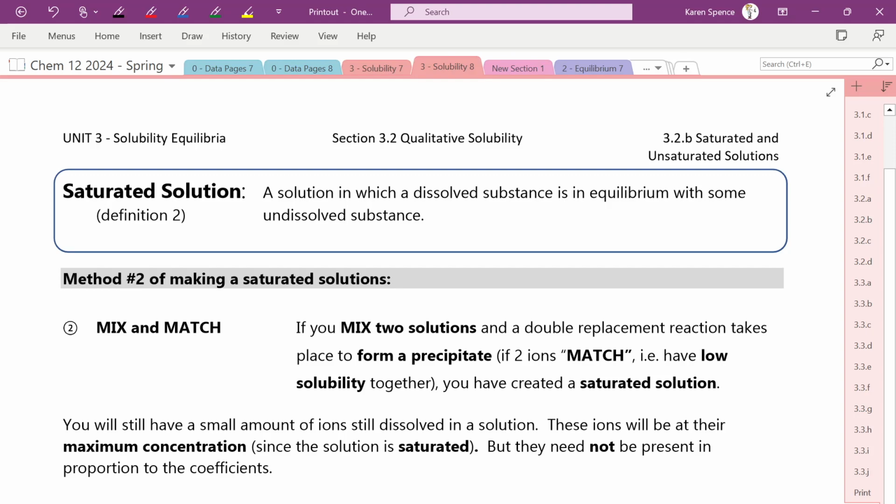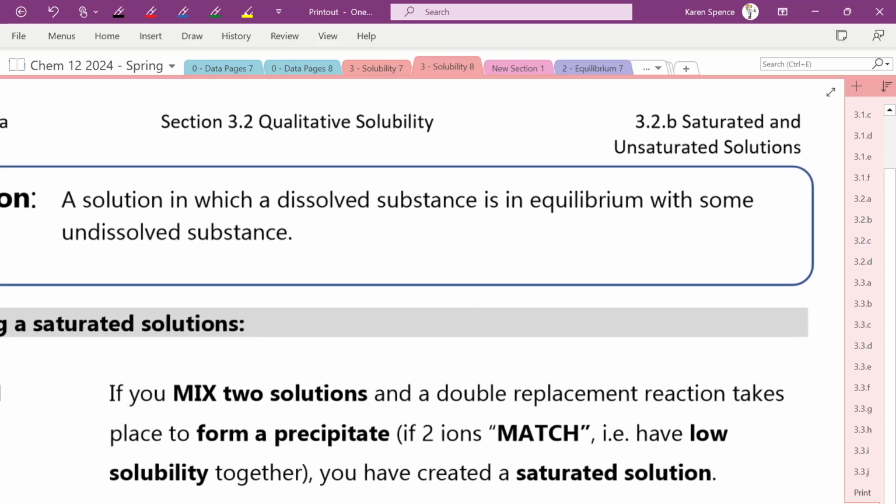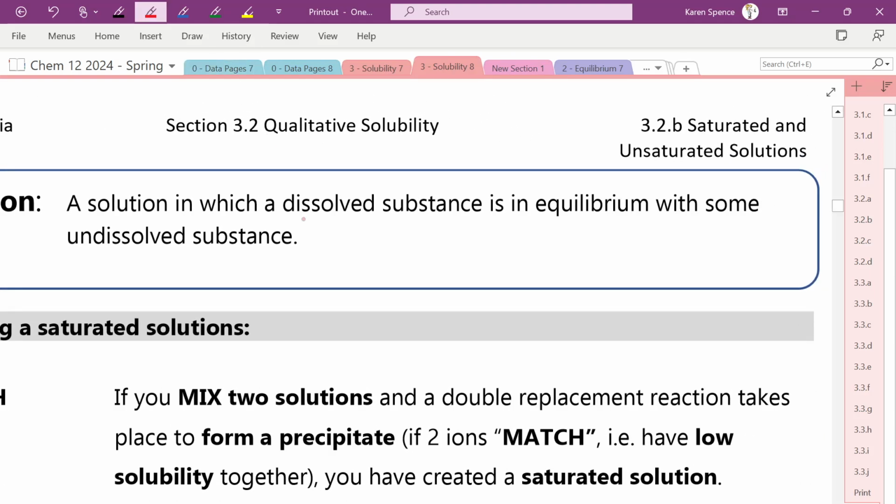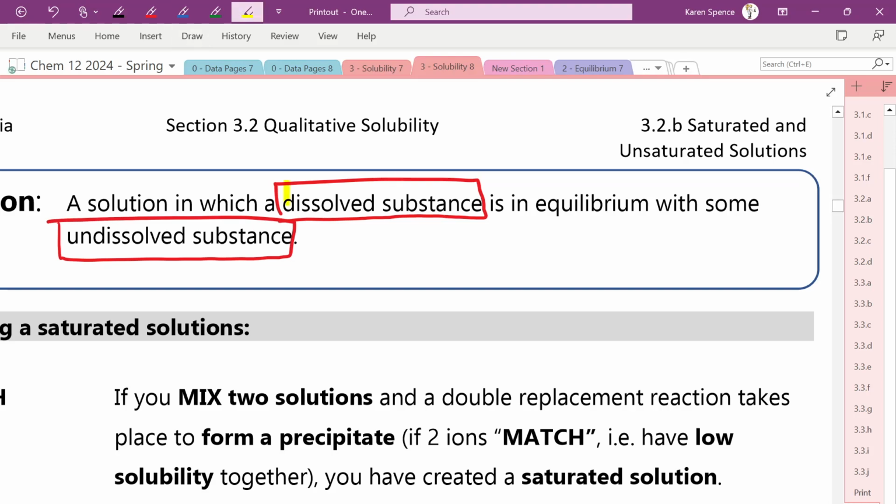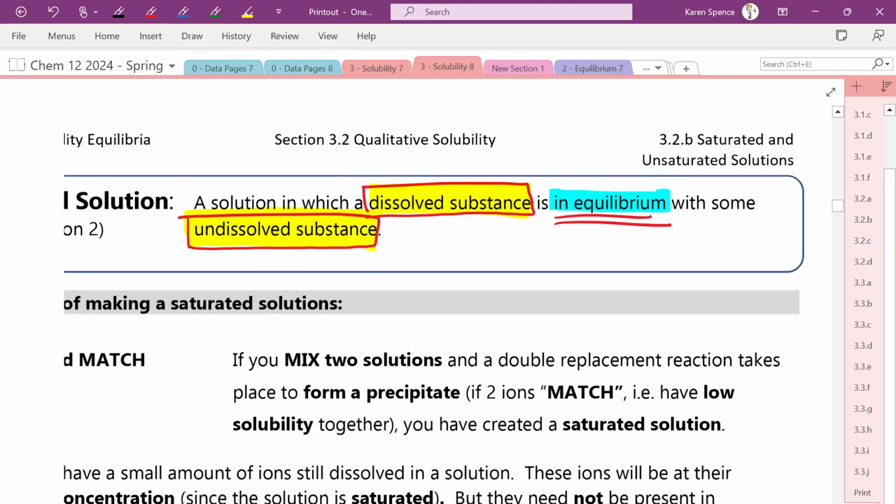If I'm ever scrolling too fast, just say go back, or raise your hand or something. In a saturated solution, the dissolved substance is in equilibrium with the undissolved substance. So our dissolved substance is in equilibrium with some undissolved substance.